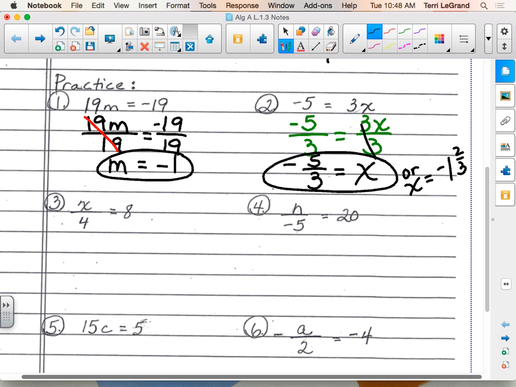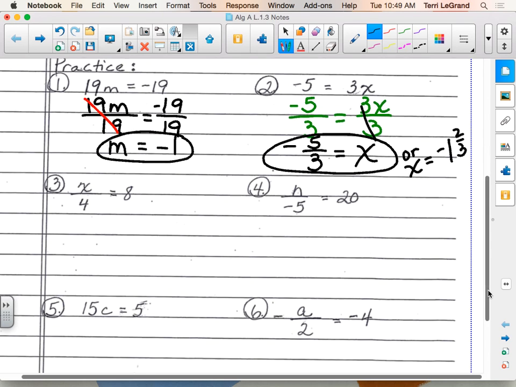Or here's another thing that I might see in somebody's paper. Negative 1.6666667. You know what I'm going to say to you when I see that? I'm going to say, first of all, you rounded your answer, and I didn't want you to. And second of all, you used your calculator. Why did you use your calculator? Remember, we want to try and stay away from that.